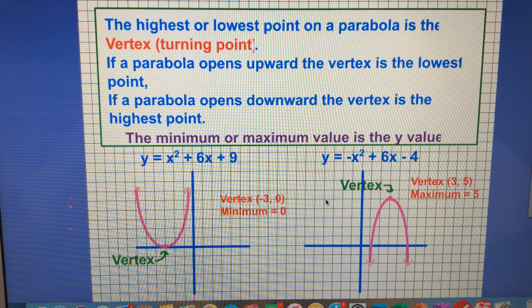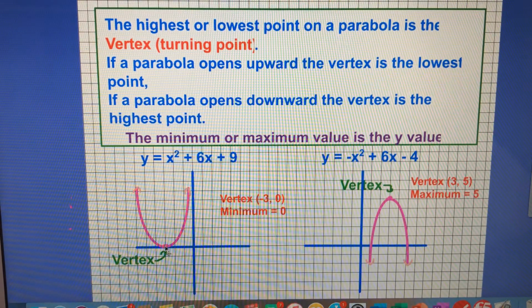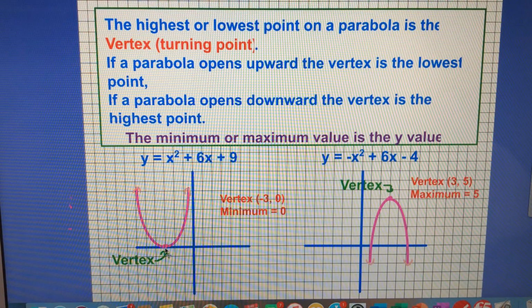If a parabola opens upward, like this on the left, then the vertex is the lowest point of the graph. If a parabola opens downward, then the vertex becomes the highest point on the graph. These are also referred to as your maximum, the highest, or your minimum, the lowest.